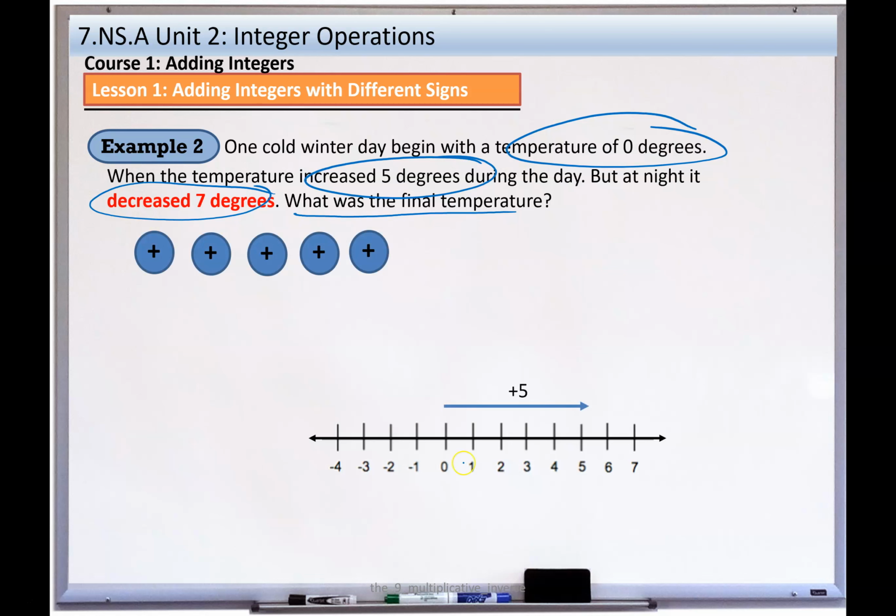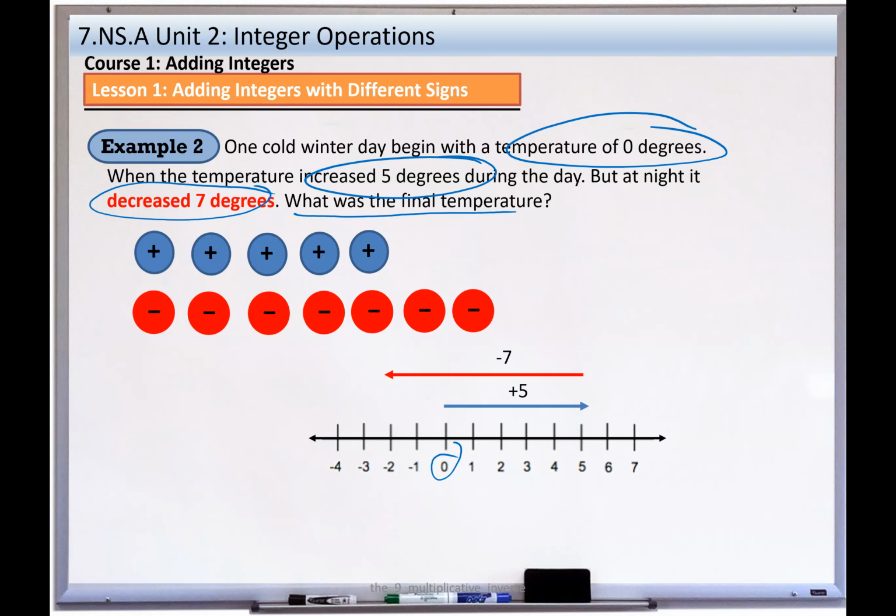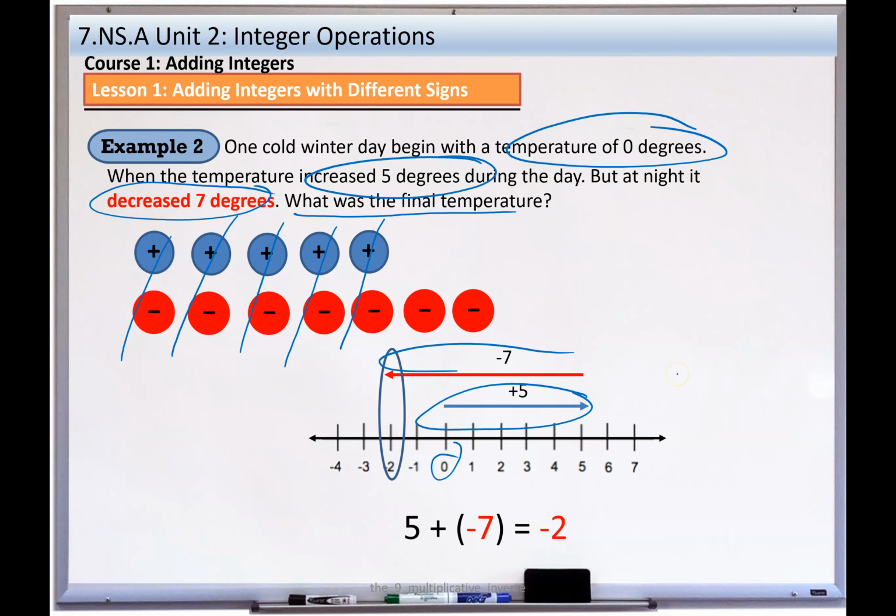So started at 0, increased by 5, but decreased by 7. Look at our zero pairs again. Zero pair cancels, cancels, cancels, cancels. All we have left is negative 2. So in this case, our answer ends up being negative because we're more negative than we are positive. 5 plus a negative 7 is negative 2.